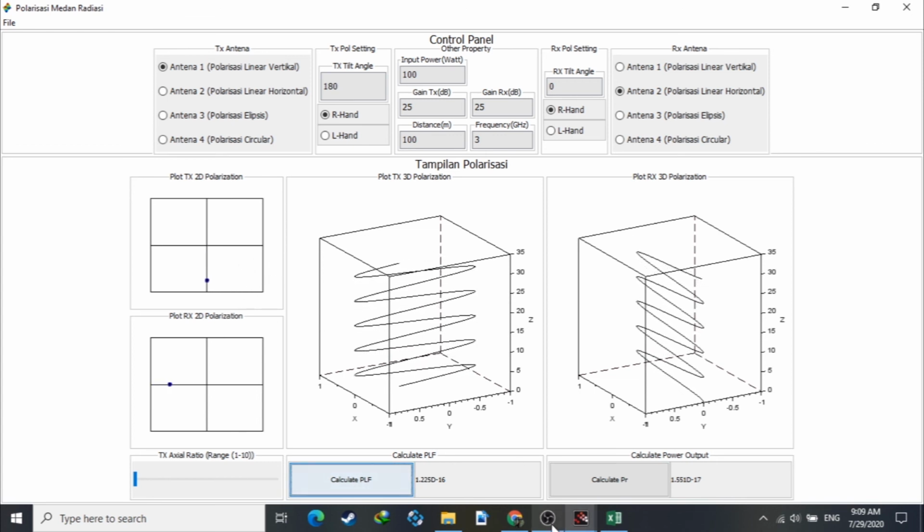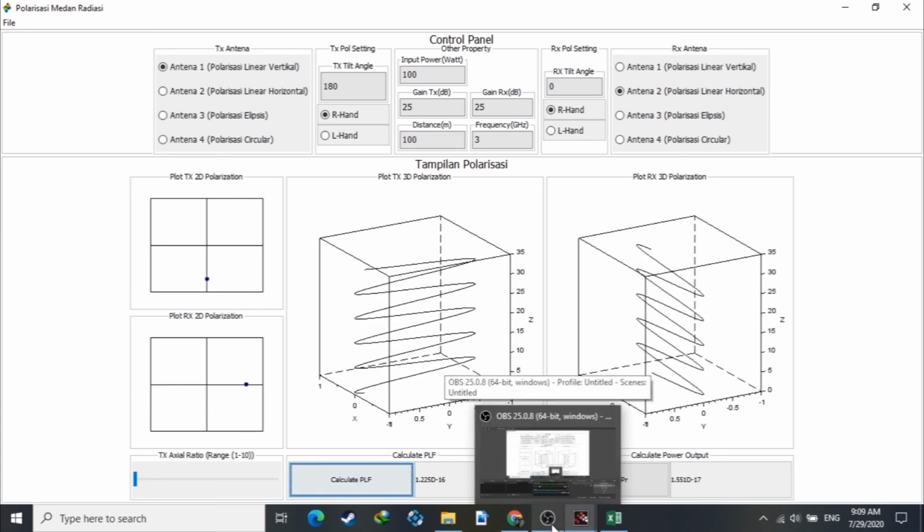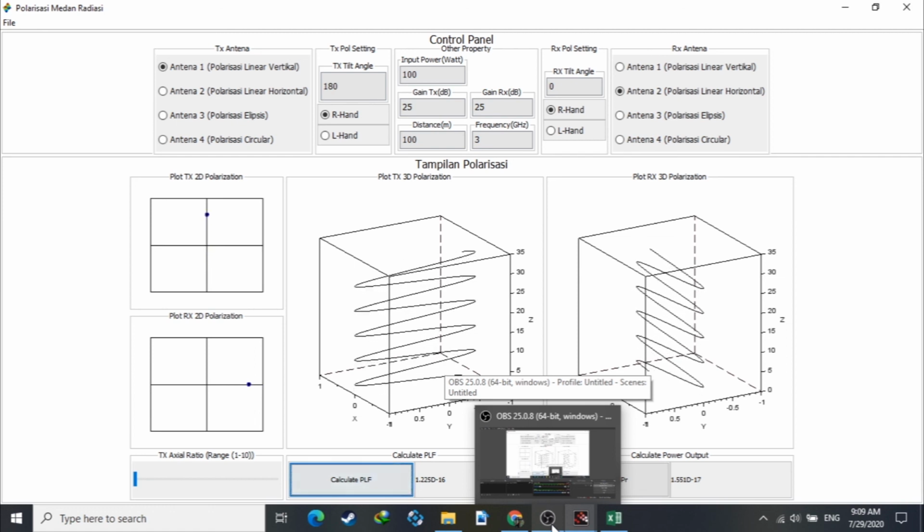Okay, maybe that is it for this section, and we'll meet in the next section.